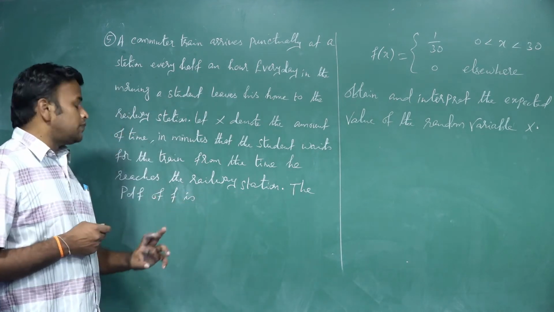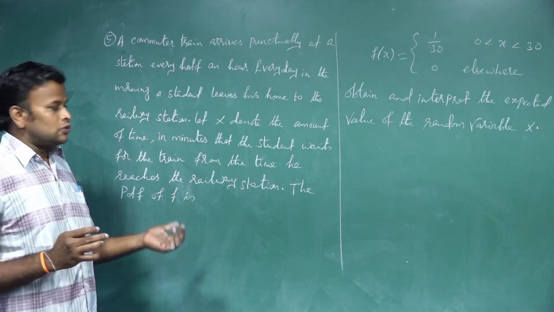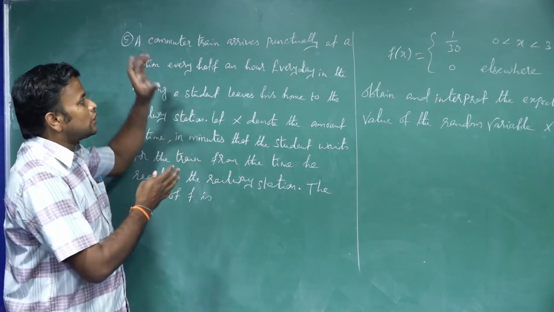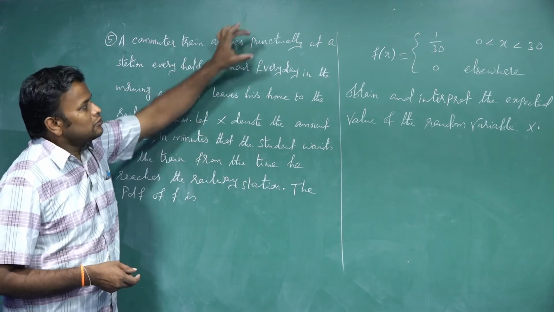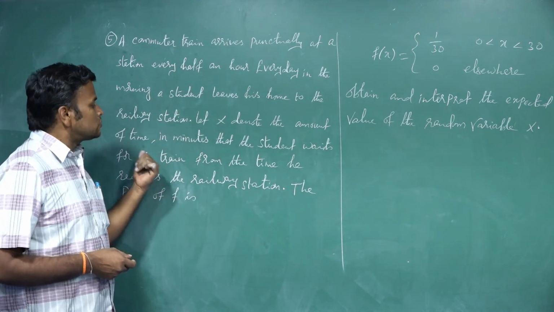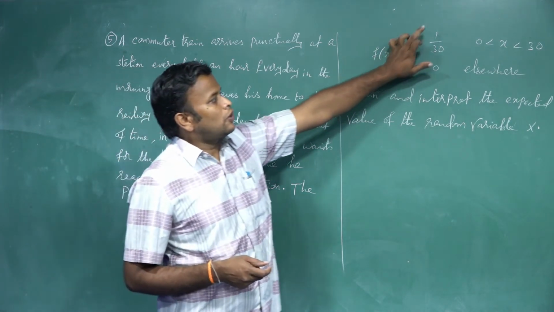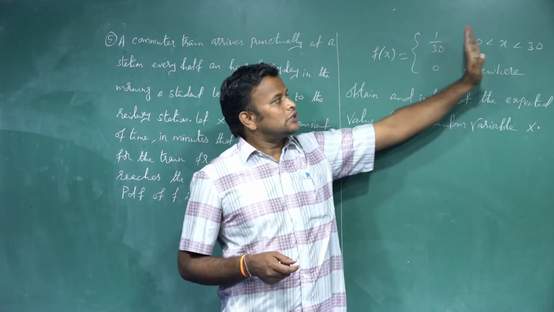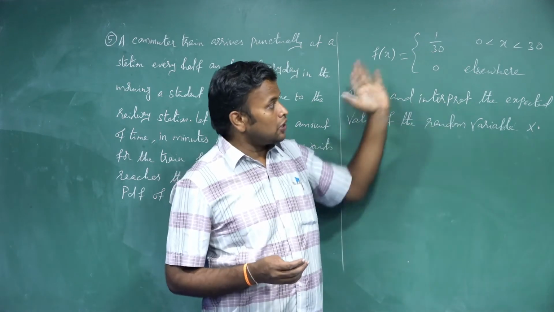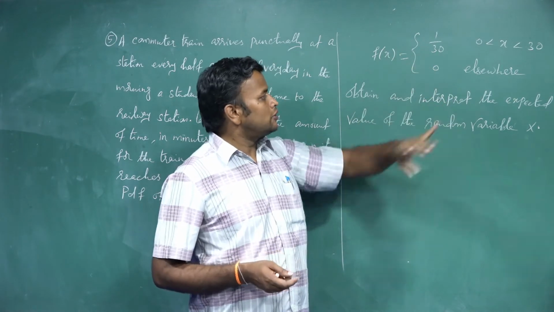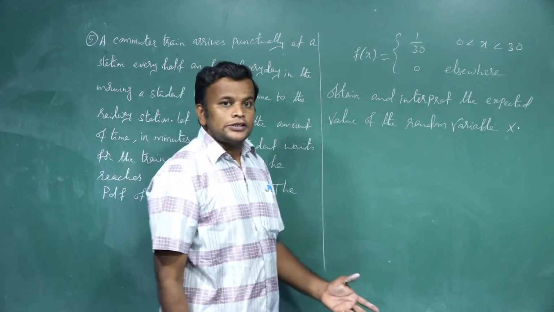Then the PDF of f is, we already said what is a PDF? Probability density function. So the student waits. The train will come punctually, but sometimes it may come some time late. So to find the waiting time after he reaches the railway station, the PDF of f is f of x is equal to 1 by 30 when x lies in the interval 0 to 30, and 0 elsewhere. Elsewhere means suppose the value of x is some negative value or more than 30, f of x value is 0. Our question is to obtain and interpret the expected value of the random variable x. So expected value.